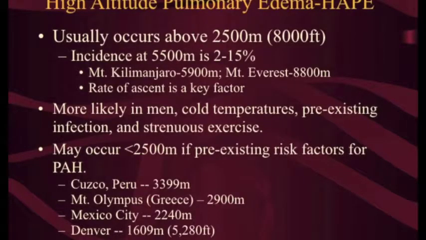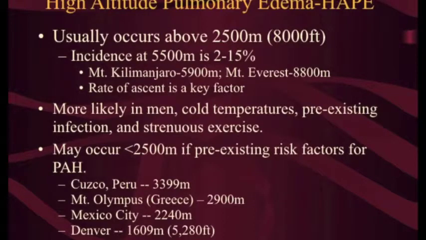HAPE is more common in men. It's more common in cold temperatures, which you get when you're climbing a mountain. Pre-existing infection can do it. Really, really strenuous exercise. Again, you're climbing a mountain, so a lot of these things are kind of intuitive. You can get altitude pulmonary edema at less than 2,500 meters if you have pre-existing risk factors for PAH. So if you have PAH, you probably shouldn't go to Peru or something.